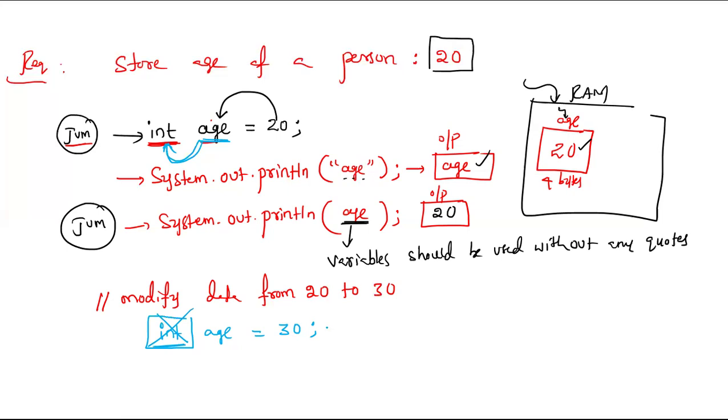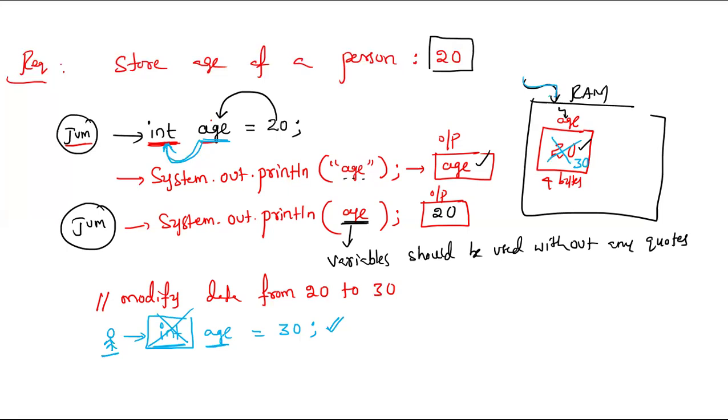So this is the correct way of modifying the existing variable data. When the JVM executes this, I'm using this symbol for the JVM from now onwards. When the JVM executes this line of code, first it goes to the RAM and looks for the variable named age, which is already present. Then the previous data will be removed and a new value will be updated into the same location.